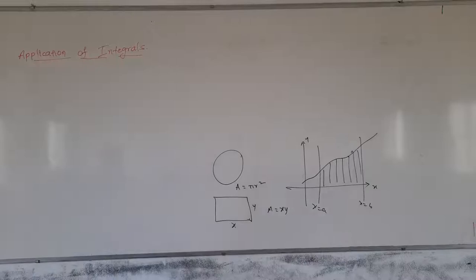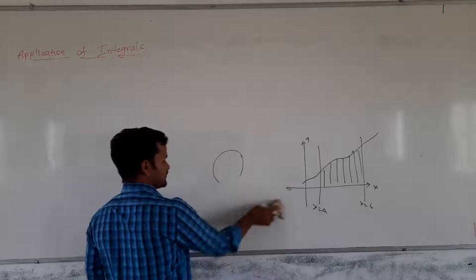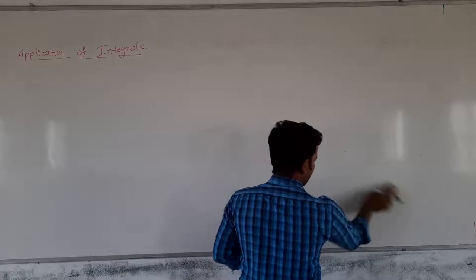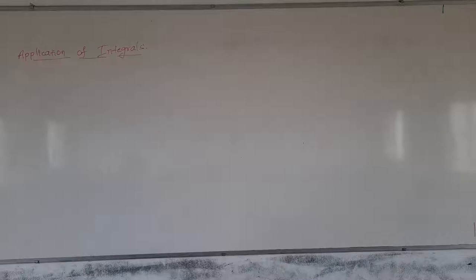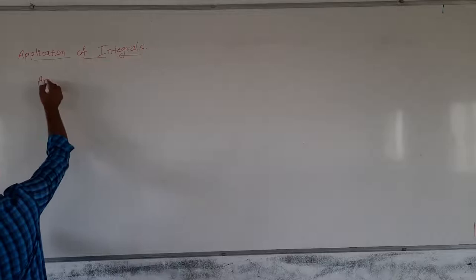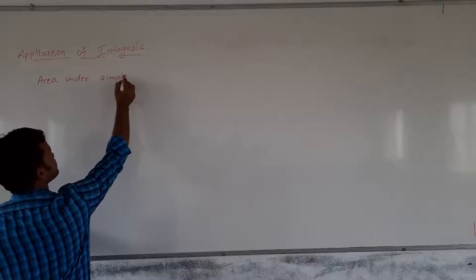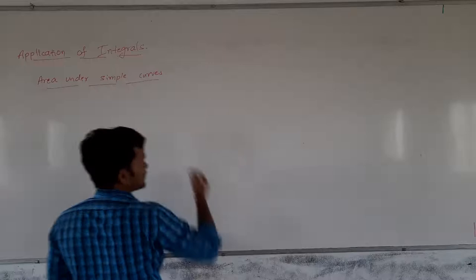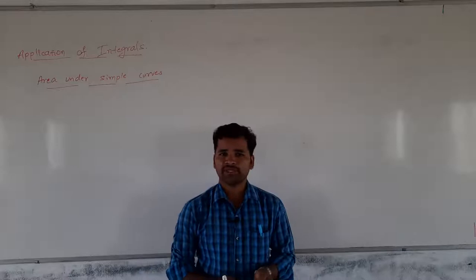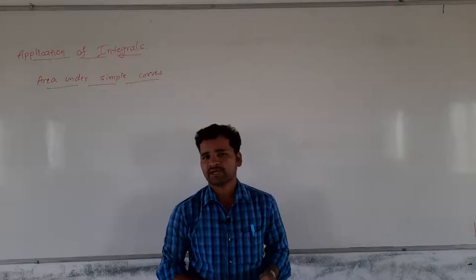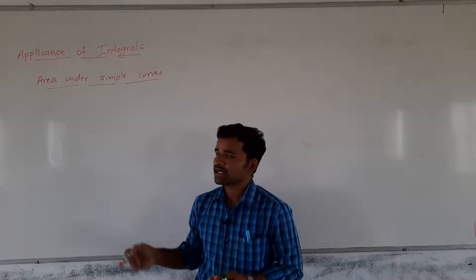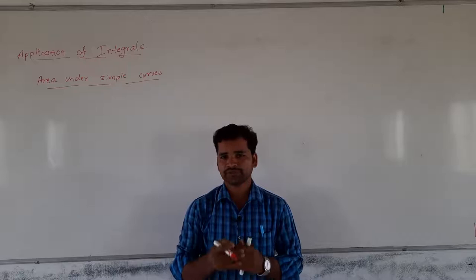In this chapter, the first heading we are going to take is area under simple curves. Area under simple curves in the sense a circle will be given to us. What is the area bounded by the circle? A parabola will be given to us. Only one curve will be there. That can be a parabola, ellipse, hyperbola, circle, or any line. We need to find the area bounded by that curve. Such a simple thing we are going to do here.